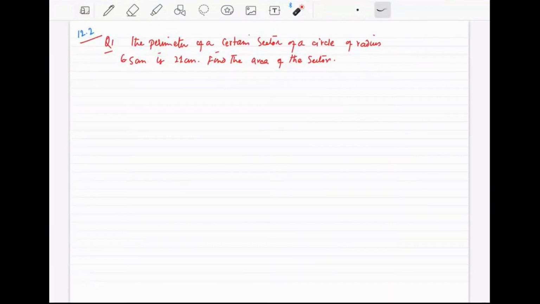Okay. So question number 1, exercise 12.2. I'm taking up questions related to sector first. There is another topic called segment, another part of a circle. We will come to that later on. Look, 12.2 question number 1. The question says: the perimeter of a certain sector of a circle of radius 6.5 is 21. Find the area of the sector.